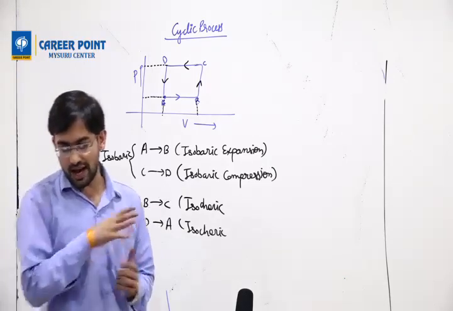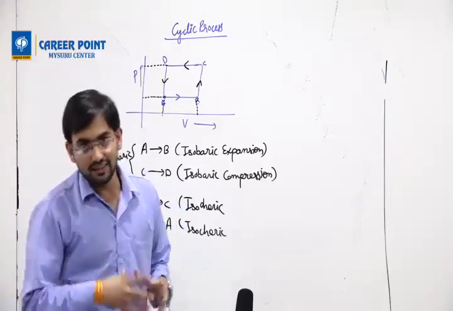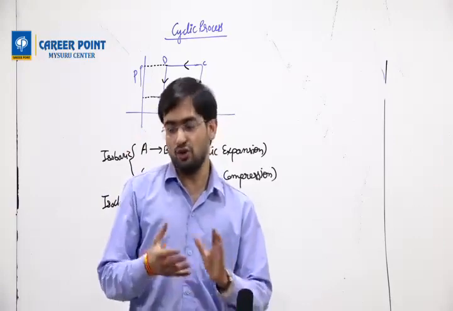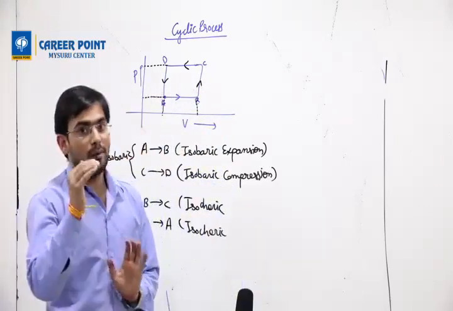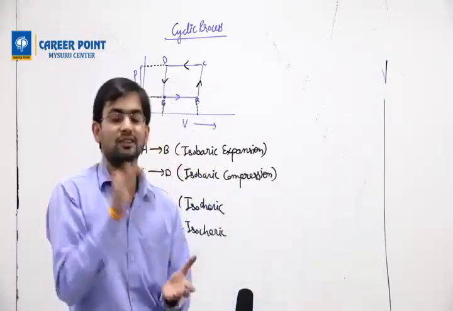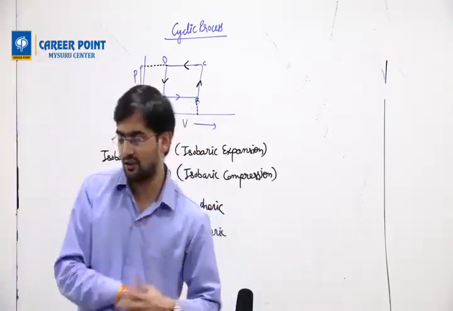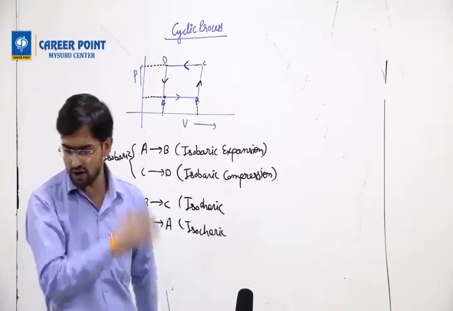Himalchana, we cannot use isobaric compression. The reason is isochoric is constant volume. But compression means you are decreasing the volume. So on one side you are saying volume is constant, on the other side you are saying you are decreasing the volume, which is not correct. So you cannot use isobaric compression.